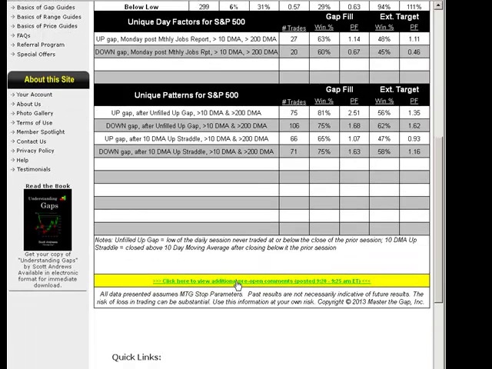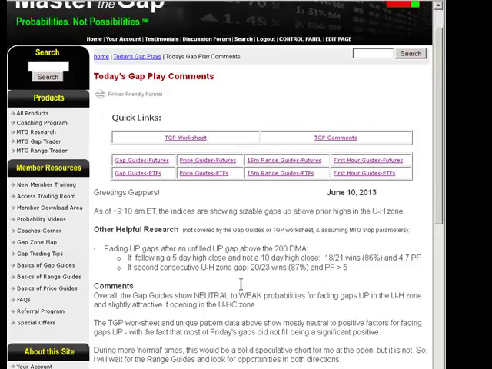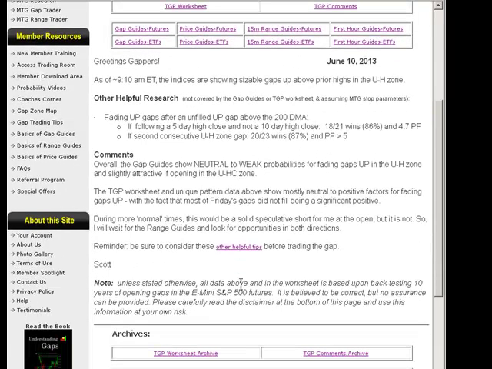So as I showed in my pre-market comments, I ran with that unfilled up gap because my additional analysis that I do every morning looked at a variety of scenarios, and everything kept pointing back to the fact that fading up gaps after an unfilled up gap above the 200 in just about regardless of scenario had been really profitable. Check this out. Following a 5-day high close and not a 10-day high close, 18 of 21 wins, 86% win rate, and a 4.7 profit factor.